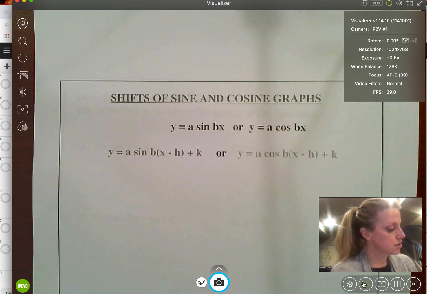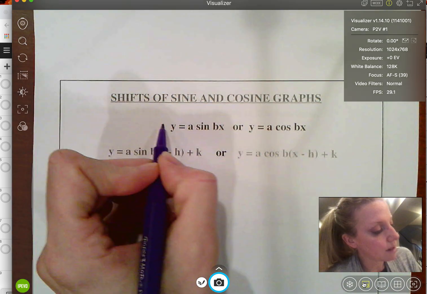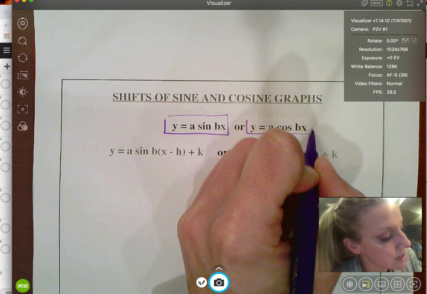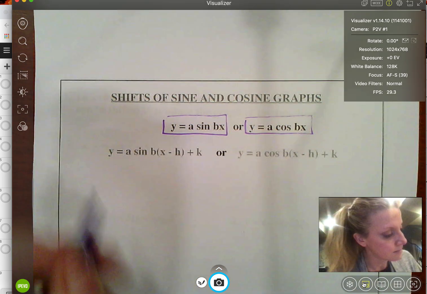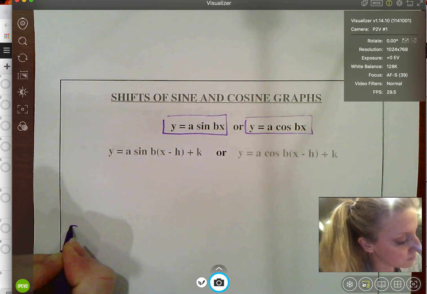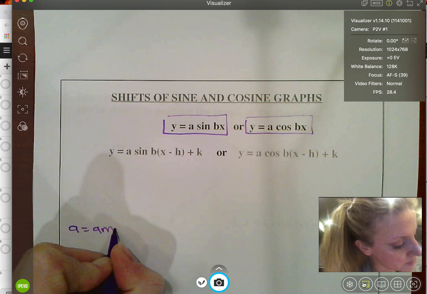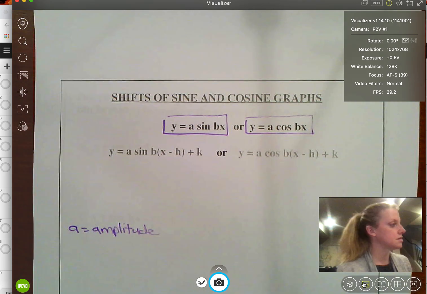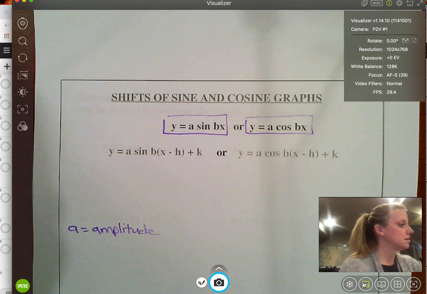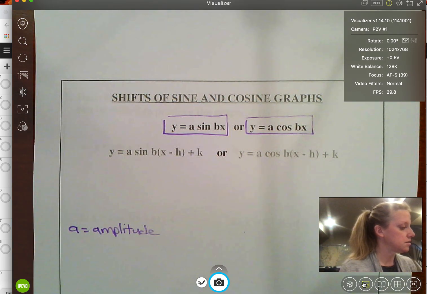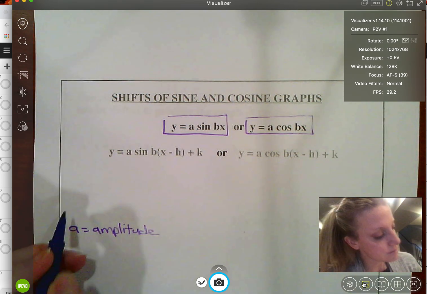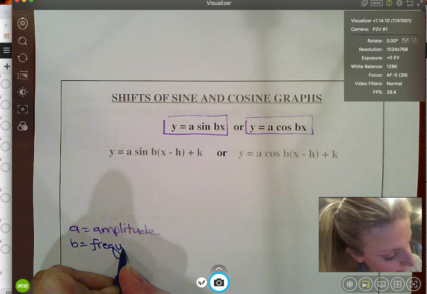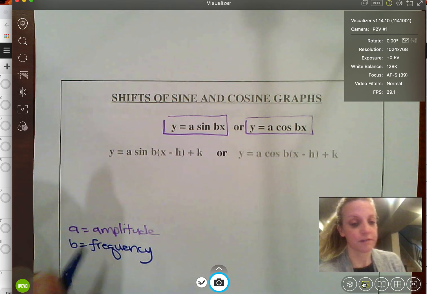All right, so as a reminder, yesterday we learned y equals a sine of bx, or y equals a cosine of bx, and we learned that a is the amplitude. This marker is done. Let's see if I have another purple one. I don't think I do. I'll have to switch to blue. A was amplitude, and B stood for frequency.